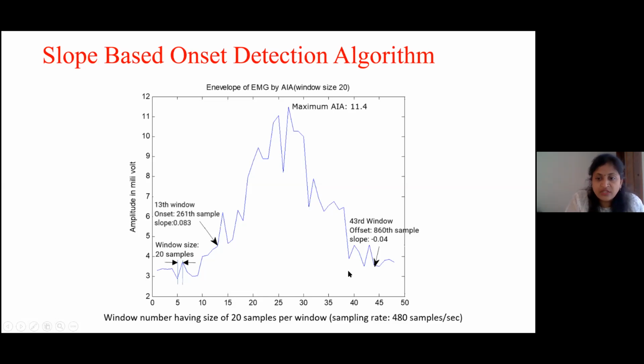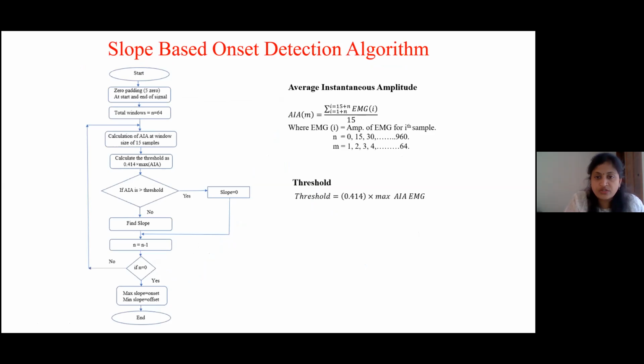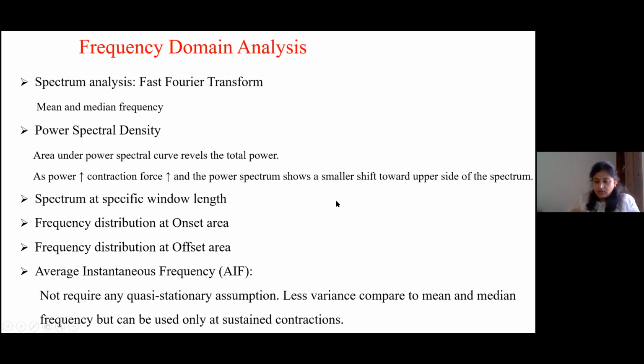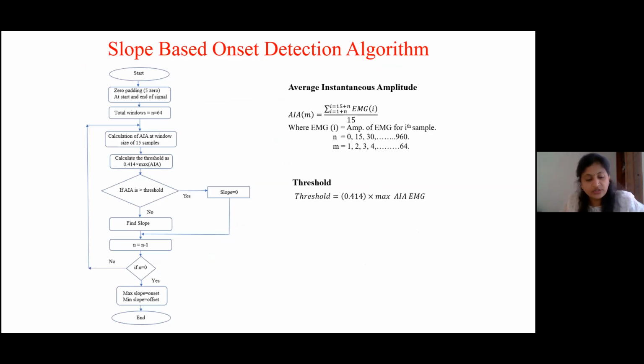algorithm. So what I recommend is that whenever you want to analyze the active duration of the muscle signal, you should always go for an onset detection algorithm. Either you can develop your own, or you can use the algorithms recommended in the literature. So this is a slope-based onset detection algorithm. Here is the average instantaneous amplitude, and this is a threshold. This slope-based onset detection algorithm will give you the onset and offset duration.